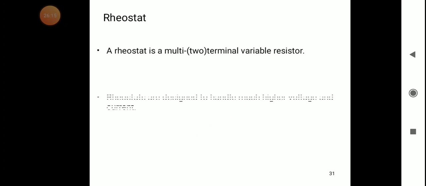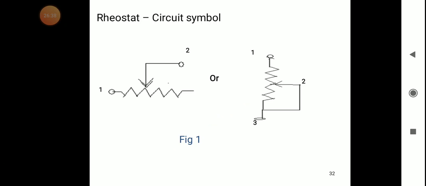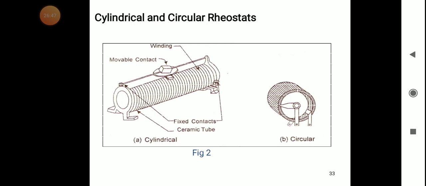The other one is the rheostat. A rheostat is a variable resistor with two terminals. Rheostats are designed to handle much higher voltage and current. In the circuit symbol you can see 1 and 2, and 3 terminals are there, but we use the 1 and 2 terminal device.